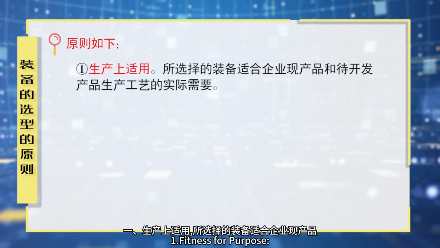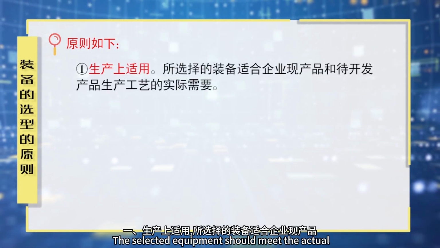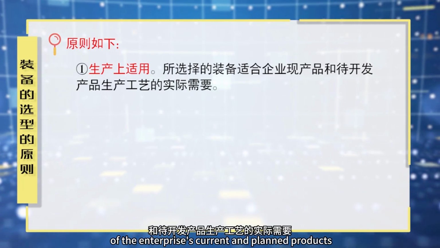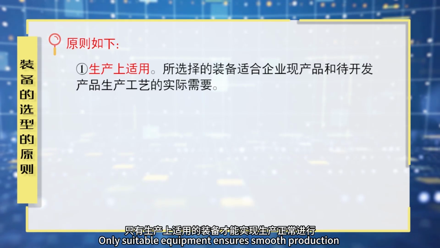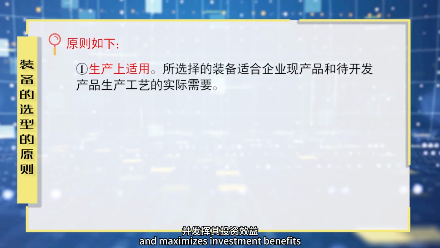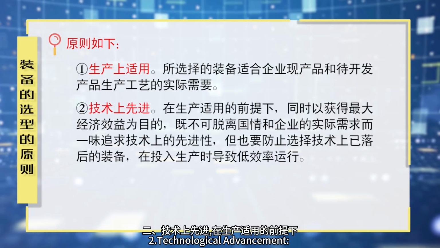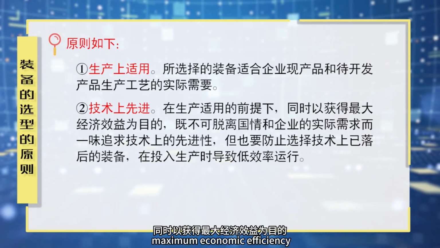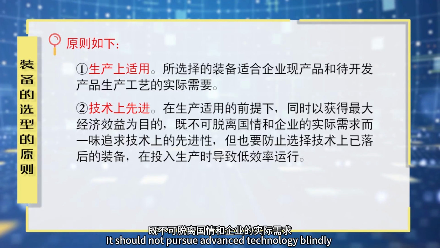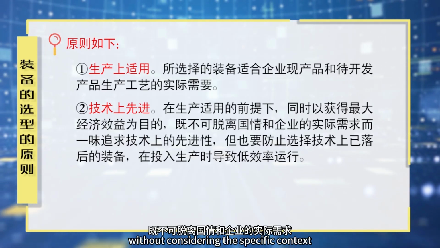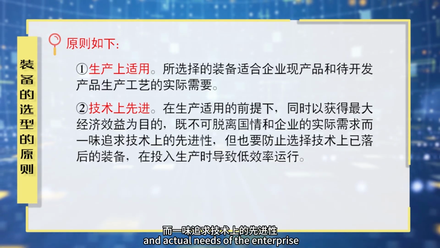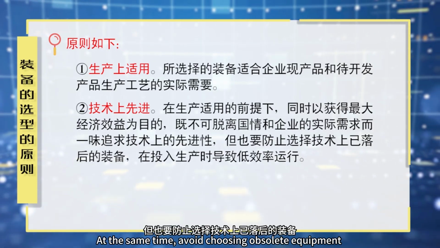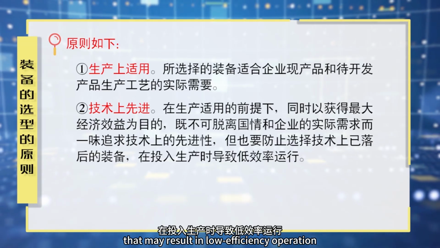First, fitness for purpose. The selected equipment should meet the actual production process requirements of the enterprise's current and planned products. Only suitable equipment ensures smooth production and maximizes investment benefits. Second, technological advancement. Given fitness for purpose, the equipment should aim to achieve maximum economic efficiency. It should not pursue advanced technology blindly without considering the specific context and actual needs of the enterprise. At the same time, avoid choosing obsolete equipment that may result in low-efficiency operation.